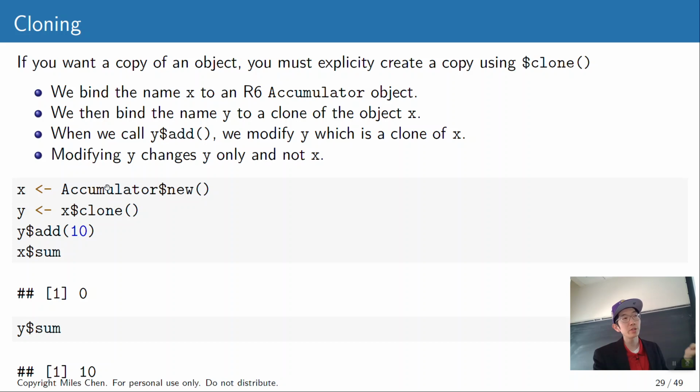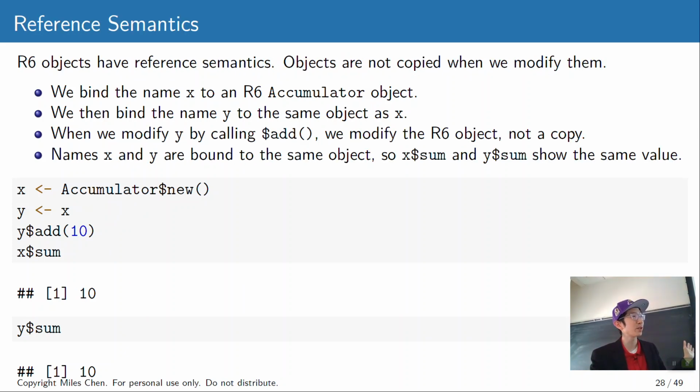So here I'm going to create a new instance of the accumulator, and we're going to call that x. And I'm going to clone x, right? So y is not the same object as x, it's a clone of x. So I can add 10 to y, and x still has a sum of 0, and y has a sum of 10, right? I want to make sure we recognize that these are very different things going on. In the previous example, y and x are pointing to the same thing.